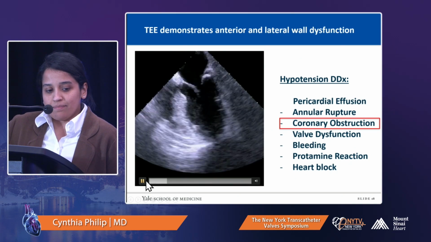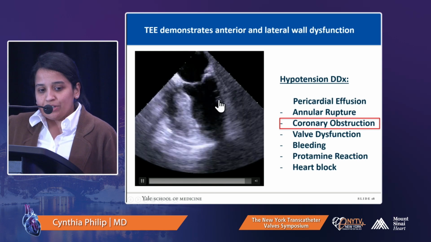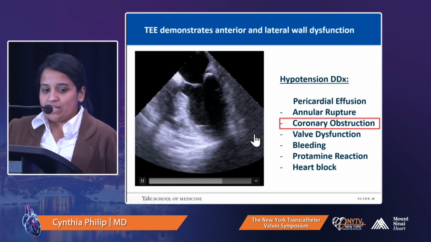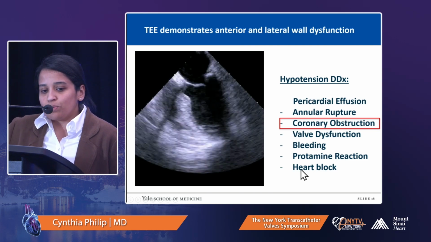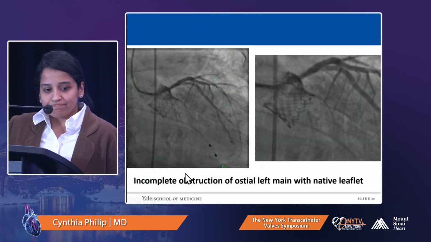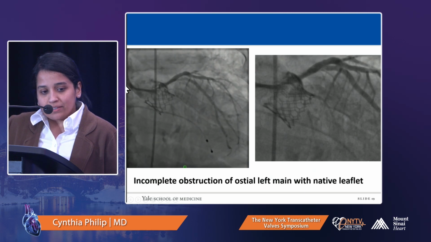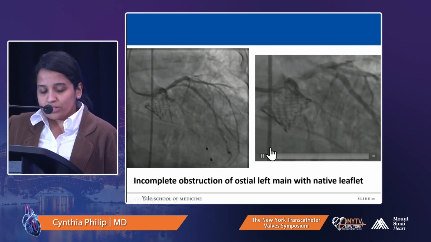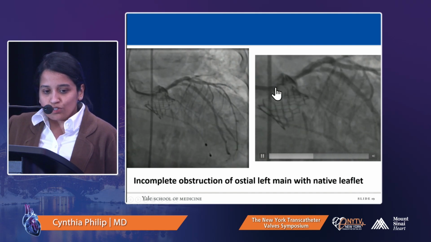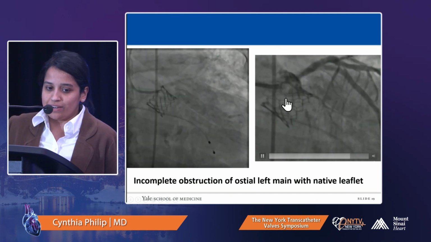So we asked our echocardiographer to drop the T-probe again, and you can see here that there's a new wall motion abnormality and a reduction in the EF to the 20s. So at this point, the highest on our differential was coronary obstruction. So we engaged the left main with an EBU4 guide. And you can see here, this is a zoomed in view. There's incomplete obstruction of the ostial left main with the native leaflet.